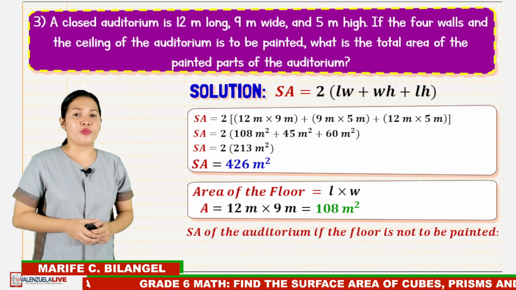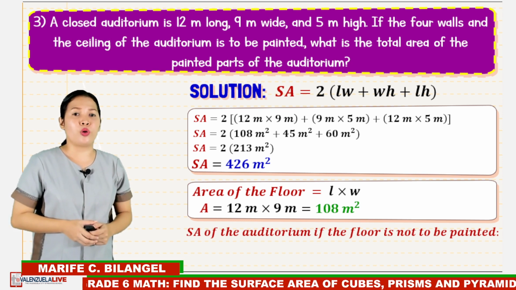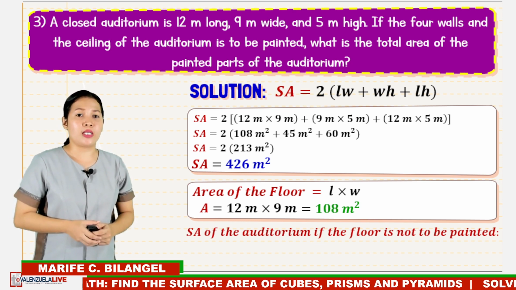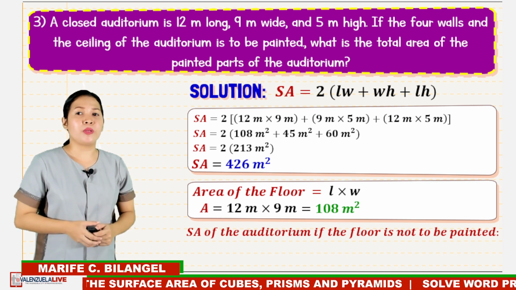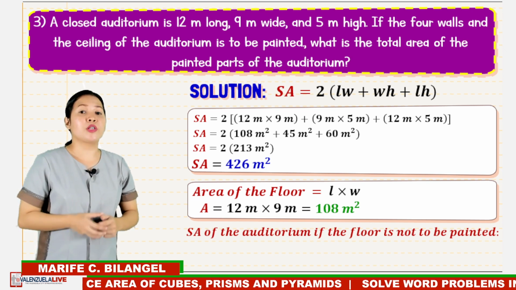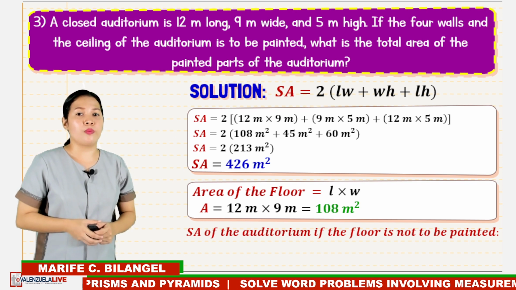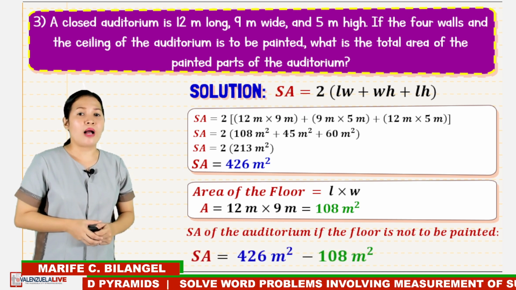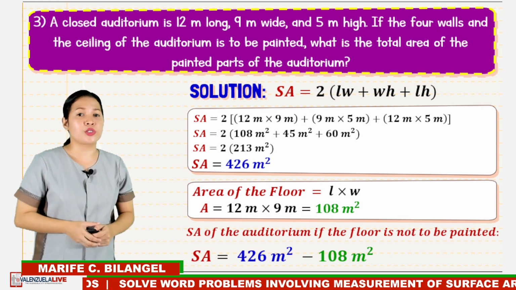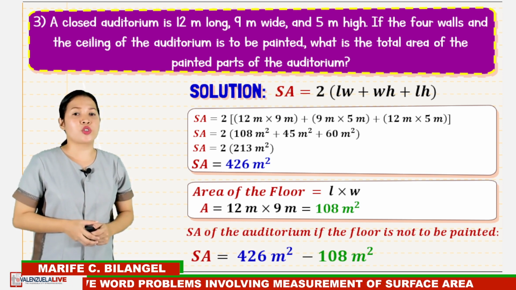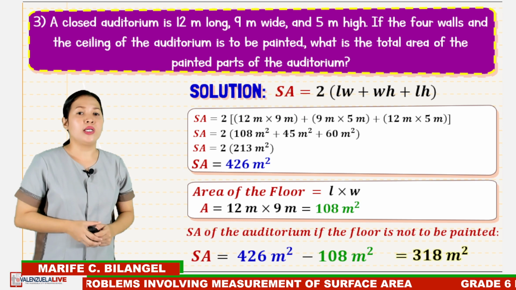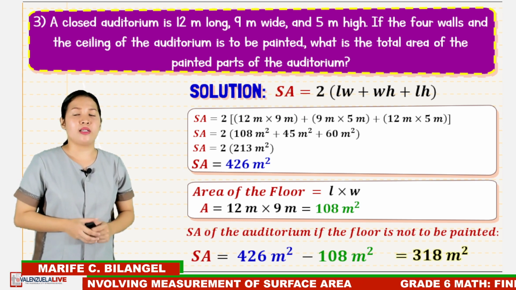To get the surface area of the auditorium, if the floor is not to be painted, we simply subtract the area of the floor from the surface area of the closed auditorium. We have 426 square meters minus 108 square meters, so that is equal to 318 square meters.